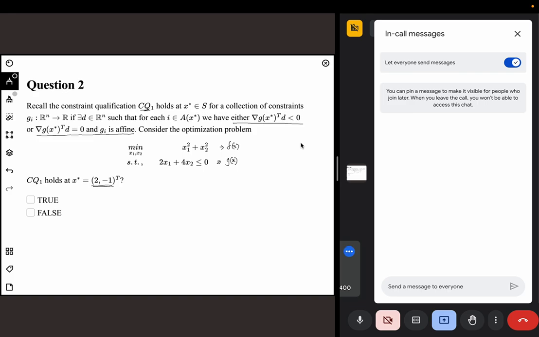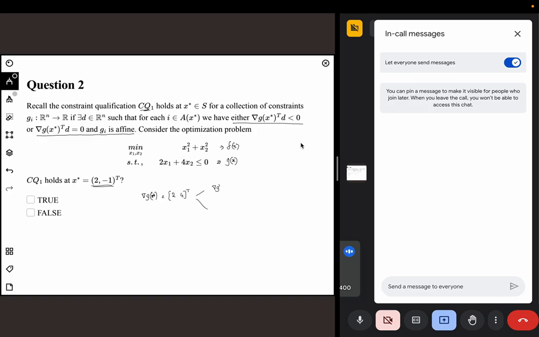How do I solve this? There are two conditions that I need to check. For both of these conditions, I would start out with finding what is grad g. So let's first start with that. What is grad g of x star? Basically 2 comma 4. So this is my grad g. And now I need to find a d. There are two possibilities, so let's do them one by one.